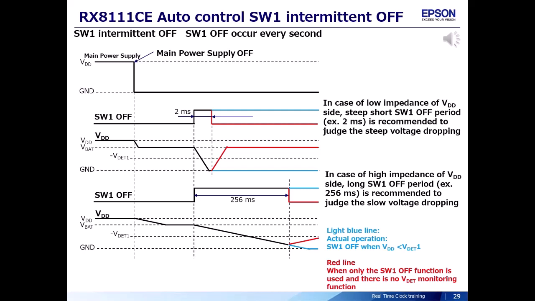Light blue line shows actual operation. Switch 1 turns off when VDD is less than VDET1. Red line shows when only the switch 1 off function is used, and there is no VDET monitoring function.